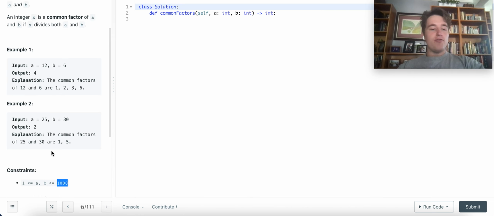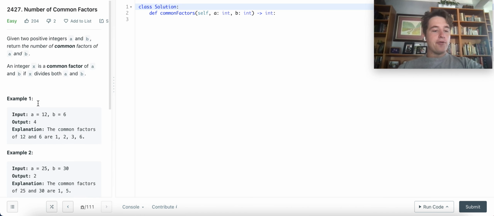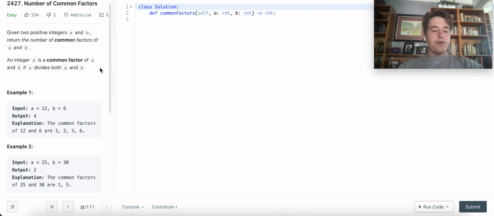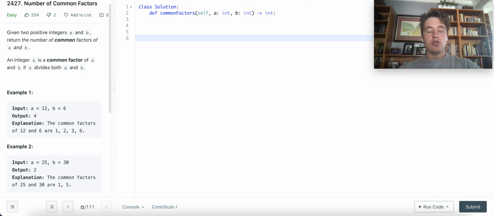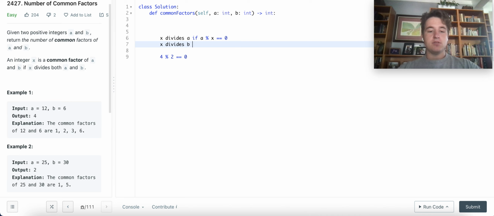Okay, so if we were to check for some x, in order for something to divide a number, like 2 divides 4, it means that 4 mod 2 equals 0. So x divides A if A mod x equals 0, and the same thing for B: B mod x equals 0.